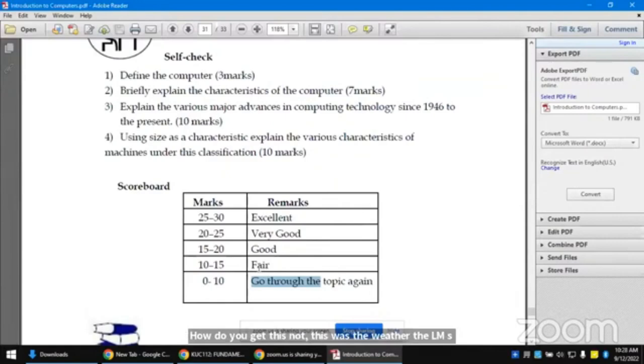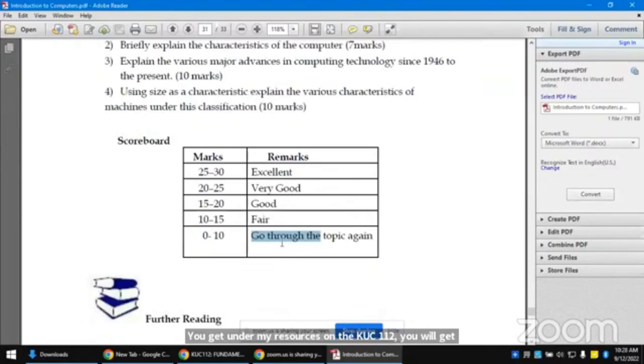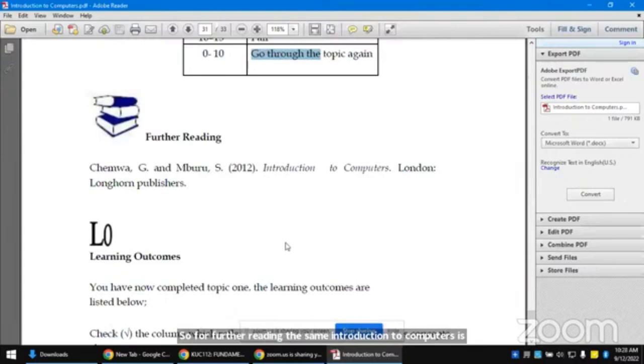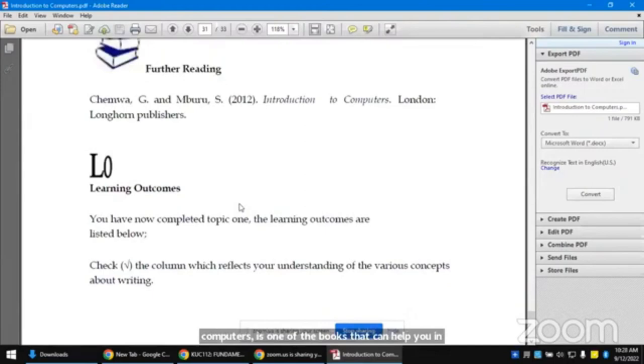Under your resources, under KUC112, you will get the past lecture notes. For further reading, Introduction to Computers is one of the books that can help you. Our learning outcomes: you have now completed topic one.